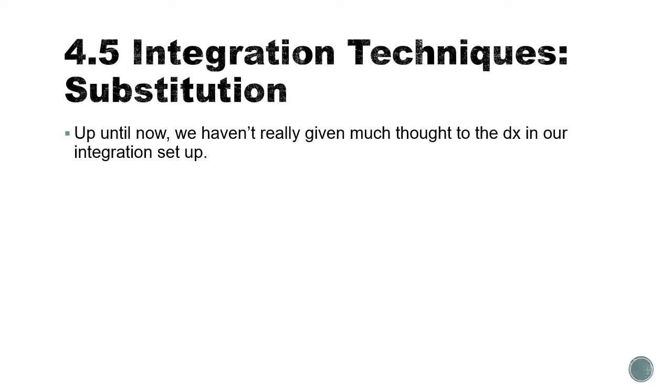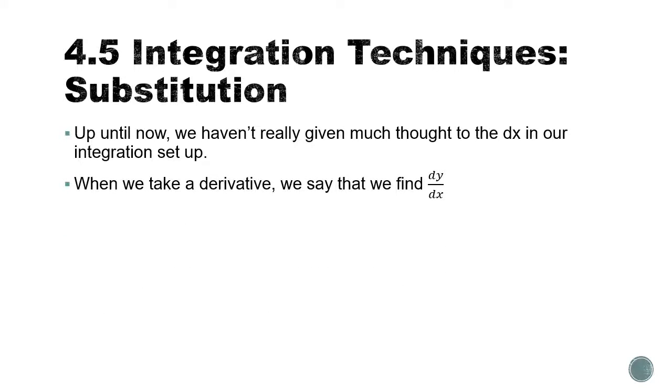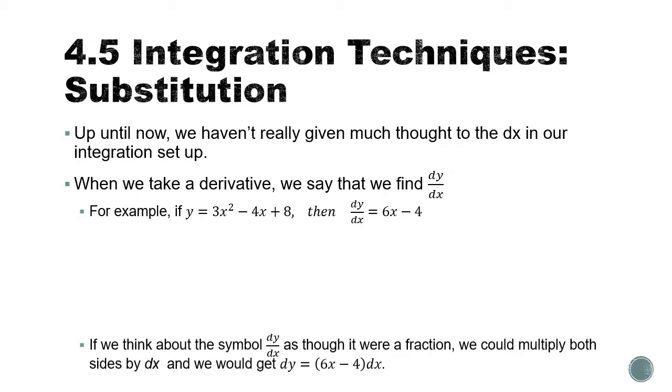Up until now, we really haven't given much thought to the dx in our integration setup. When we take a derivative, we say that we find dy dx, or whatever variables are appropriate. For example, if y equals 3x squared minus 4x plus 8, dy dx is 6x minus 4.